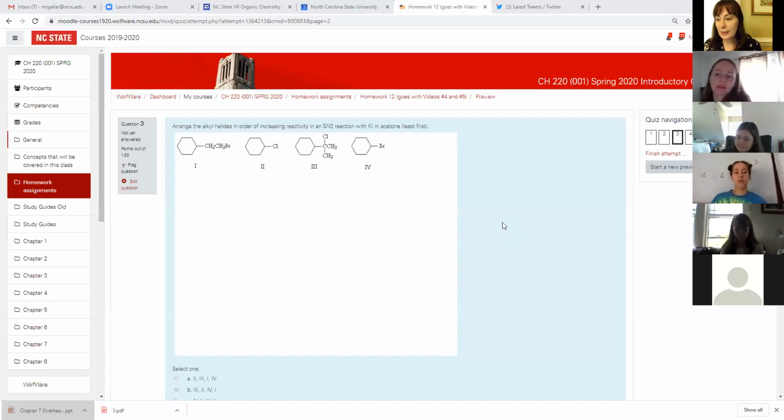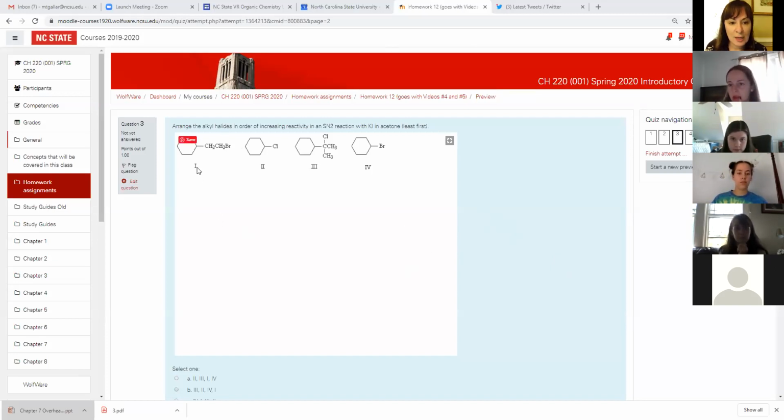Okay, so we're going to have to combine, Shelby, I hope you can hear us, two of the things that we just learned in order to answer this question. We're going to have to combine what is the most accessible reactive carbon in here, and we're also going to have to combine which leaving group is better of the ones that we have here, okay? So let's examine our substrates that we have here.